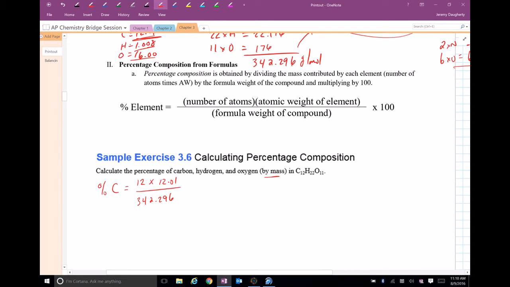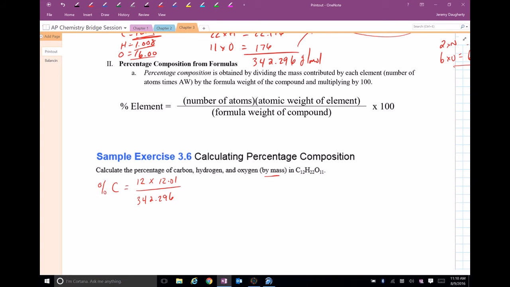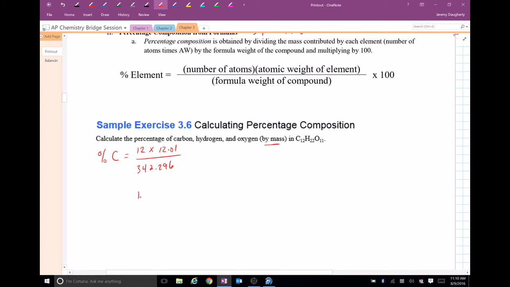Just to give you a heads up of what we're doing here, we're taking 12 times carbon over C12H22O11, and that's by mass. So I'm taking the mass of those. And then I'm going to take that times 100, because it is a percent.